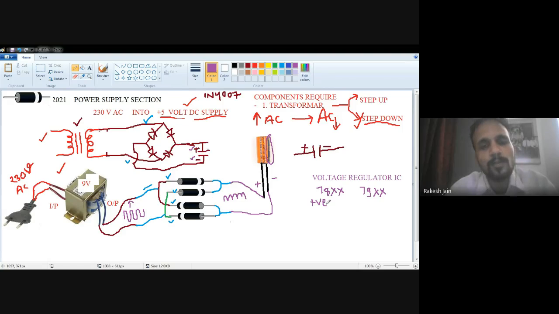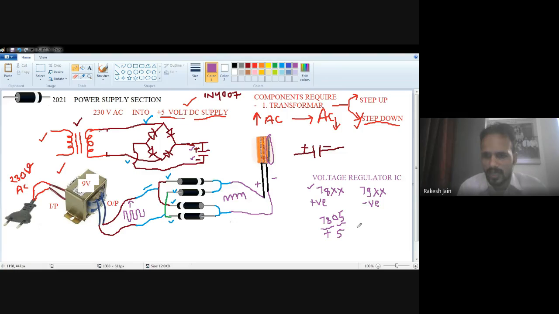For example, if I require plus 5 volt DC, then I have to purchase a 78 series IC. If I require a negative voltage, for example minus 9 volt, then the 79 series, the ICs with 79 numbers, are related with the negative supply. How do we understand the voltage? 7805 means a voltage regulator IC which generates positive, 78 means positive and 05 means 5 volt. So it generates plus 5 volt.